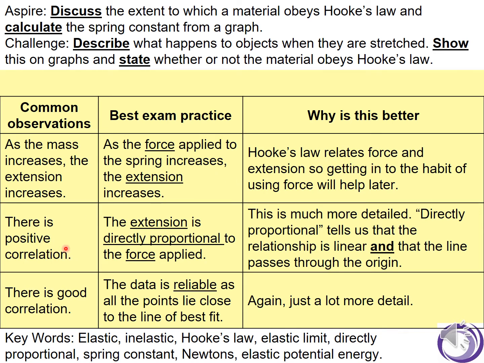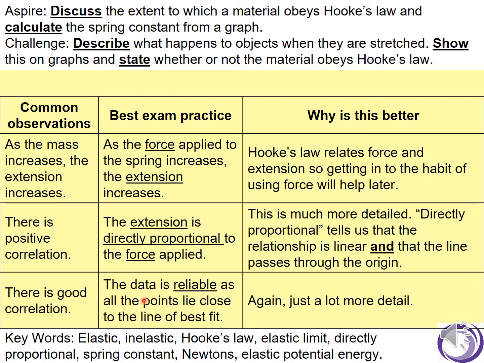So let's try another one. There is a positive correlation. In other words, one increases, the other increases. Well, let's improve that sentence. The extension is directly proportional to the force applied. Why is that better? Because it's much more detailed. Directly proportional tells us that the relationship is linear and that the line passes through the origin. So when there's no force, there is no extension, and then we have this directly proportional relationship, which means that every time we double the force, we double the extension to a point, and we'll come back to that in the future on this presentation.